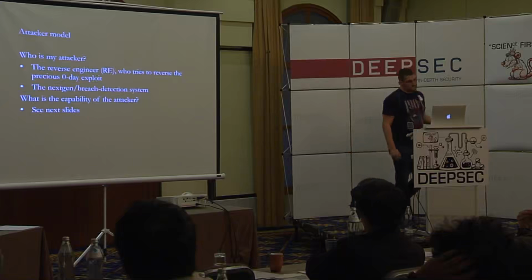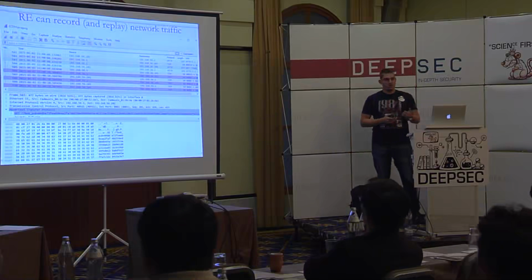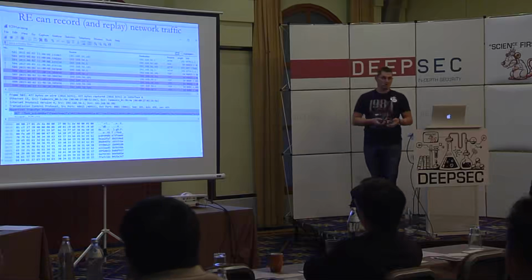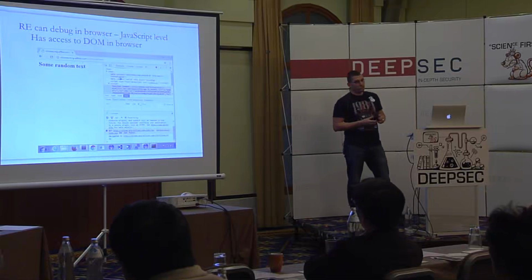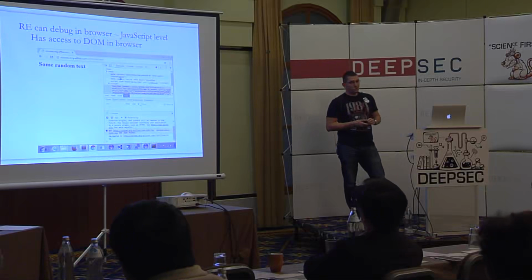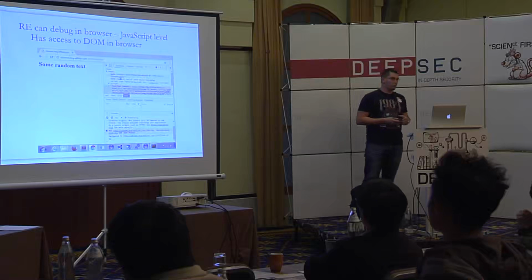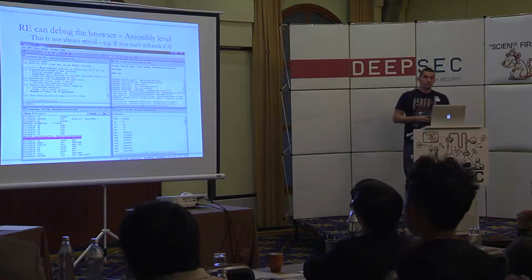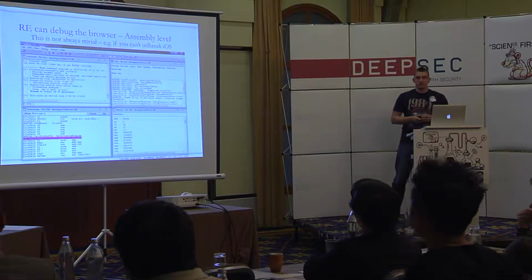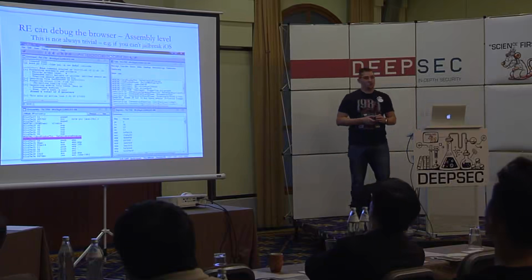And I will also talk about what are the capabilities of the attacker. First of all, the reverse engineer can record and replay the network traffic, right? The reverse engineer can also debug in the browser, for example, at the JavaScript level, if the reverse engineer has access to the document object model in the browser. The reverse engineer can also debug the browser at the assembly level, but not always.